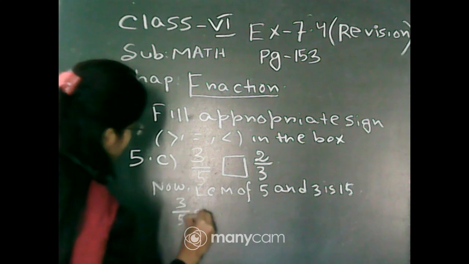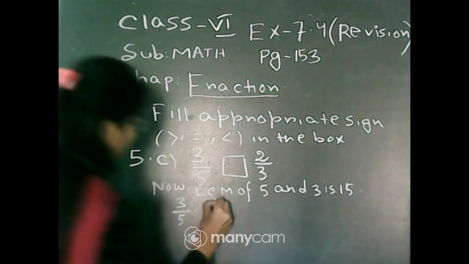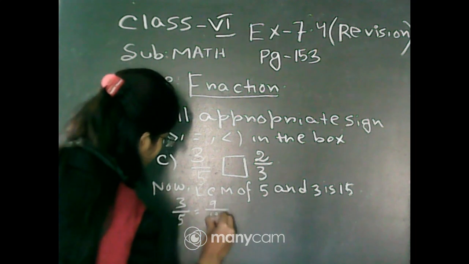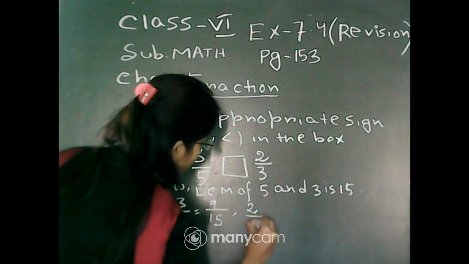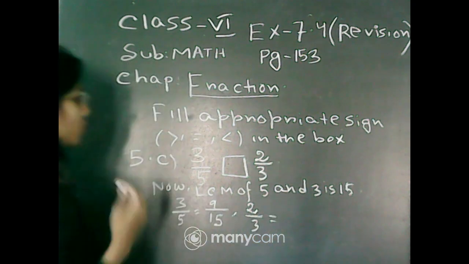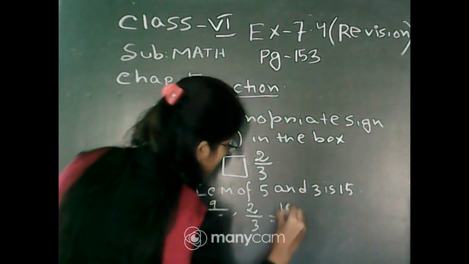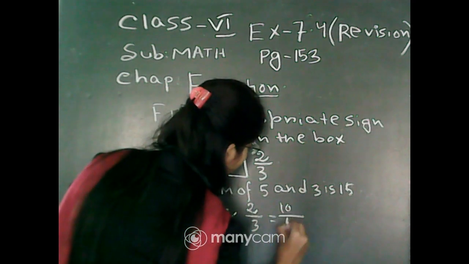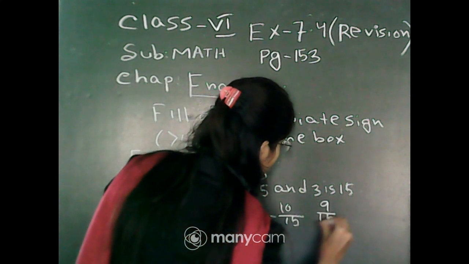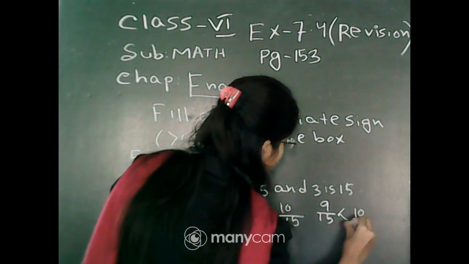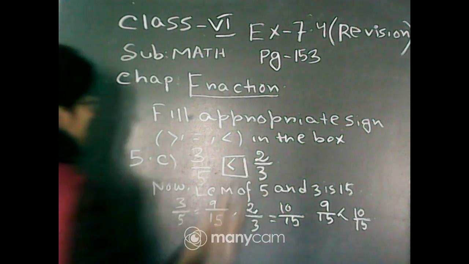Therefore, to make the denominator 15, we multiply this fraction by 3 and we get this is equal to 9 divided by 15. Also, to make the denominator 15, we multiply this fraction by 5 and we get this is equal to 10 divided by 15. Obviously, 9 divided by 15 is less than 10 divided by 15. So, here the sign is less than.